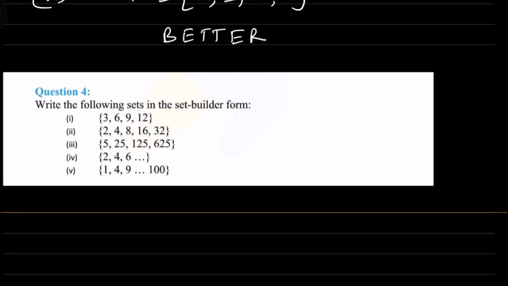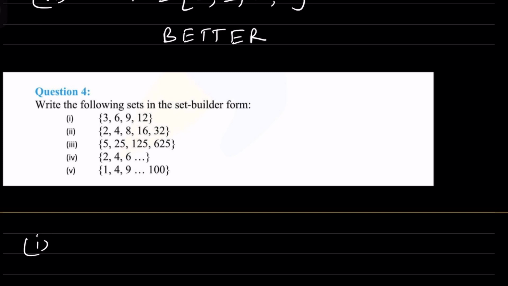So now next, this is the way we write set builder form in roster form. The previous one was where we had to write what was given in set builder form in roster form. Now we have to write what is given in roster form in set builder form. So now how do we do this? We'll just see. The first question under question 4, write the following sets in the set builder form. 3, 6, 9, 12 is given.